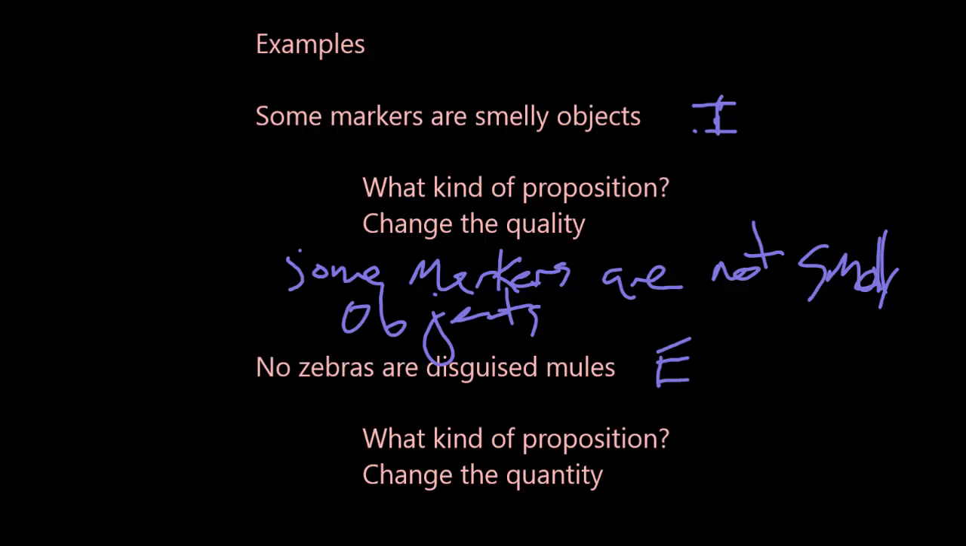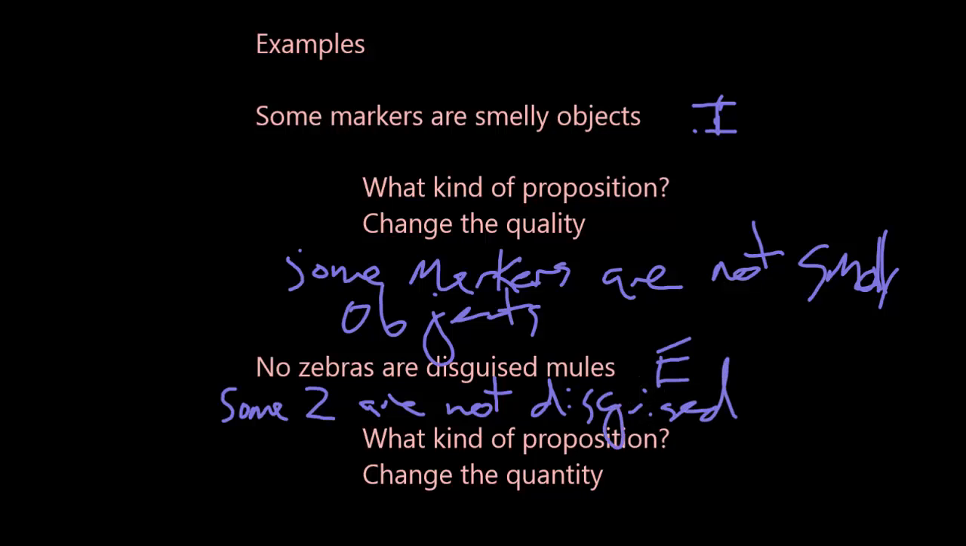And since no zebras are disguised mules is a negative proposition, then the particular proposition that we come up with needs to also be negative. So this is some zebras are not disguised mules. We went to a particular, but we kept it negative, just like the original categorical proposition was.